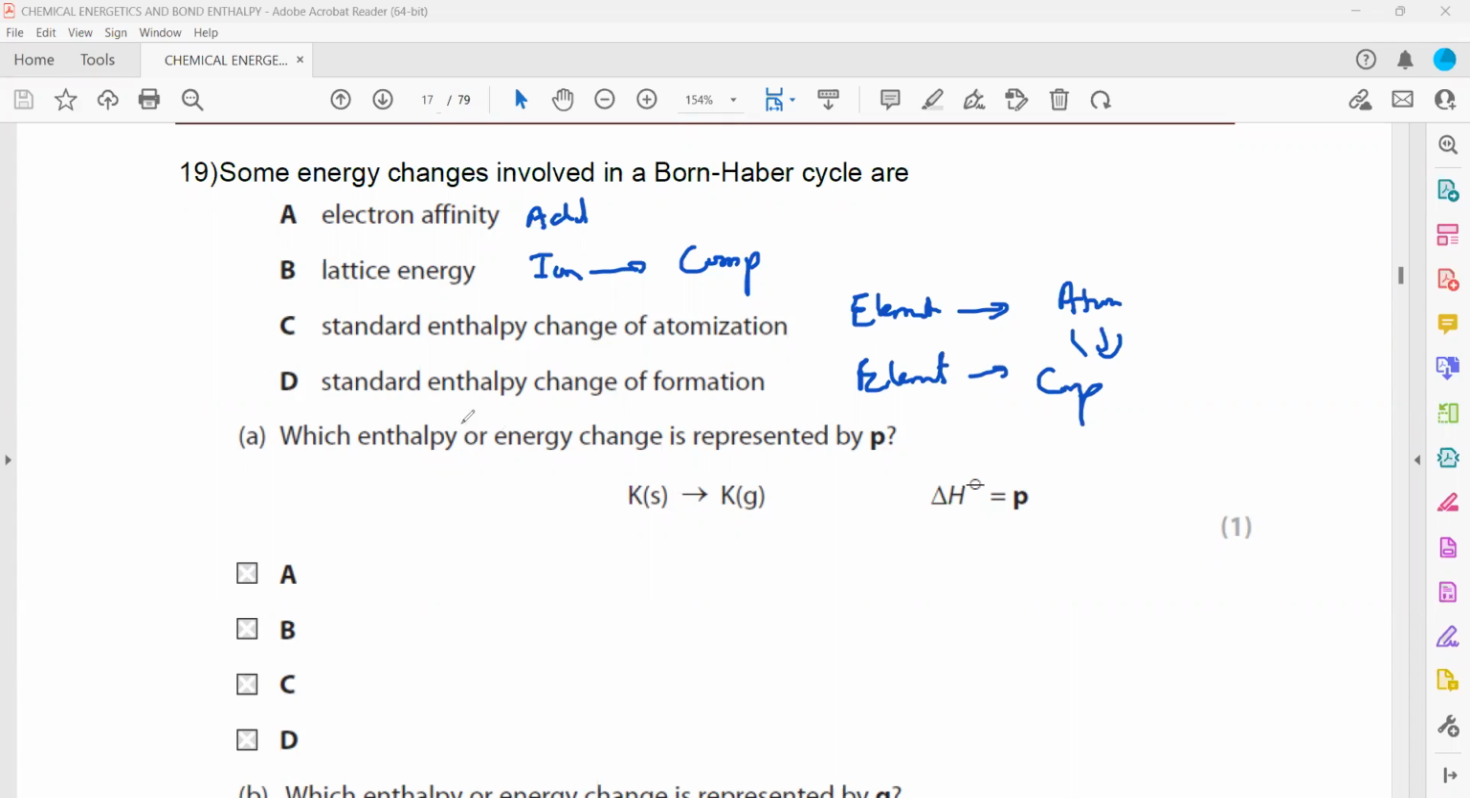So which enthalpy or energy change is represented? Here you can see potassium solid becomes potassium gas. So the potassium element forms atoms in the gaseous state. When we get atoms in the gaseous state, what does it mean? It means this is the standard enthalpy change of atomization. Potassium solid turned into potassium gas, so this is atomization. Atomization is option C, that's why it will be C.